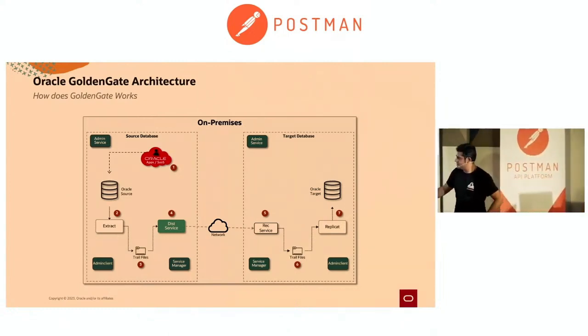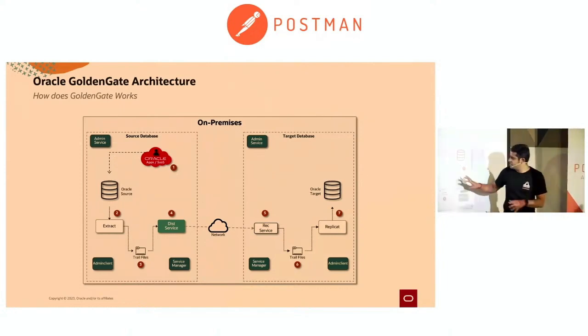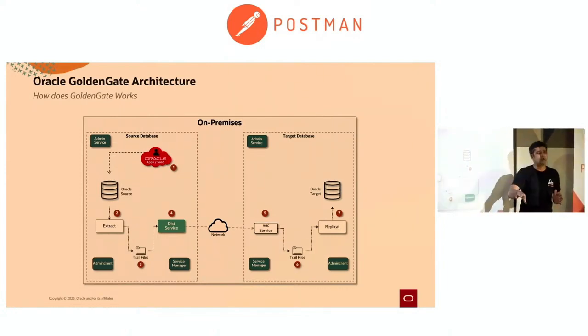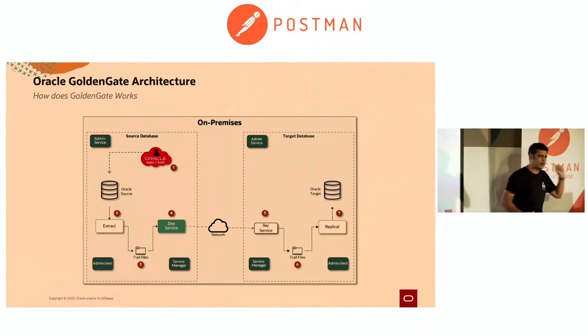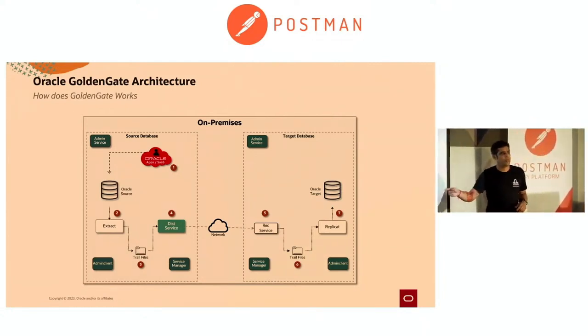Whatever data is written in the trail files is written in its own canonical format, and this replicat has the ability to convert that canonical format data into a SQL statement and then run the SQL statement in the target database. So this all happens within milliseconds. Once the data is committed to the source, within milliseconds you can see the data in the target.